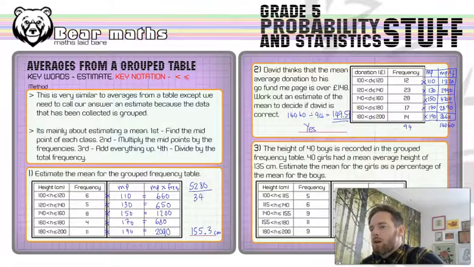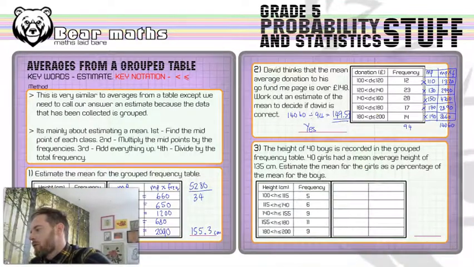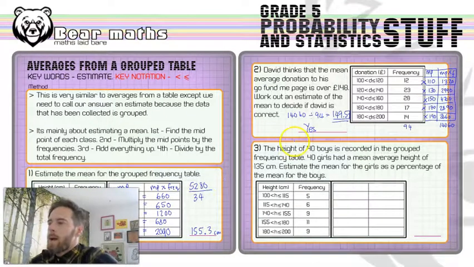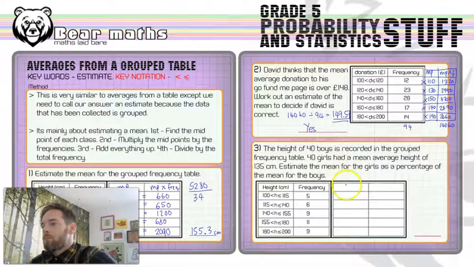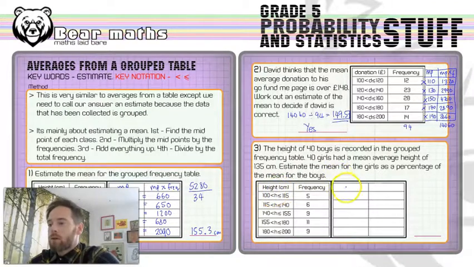Right, third question, I'm going to do a similar thing. It's slightly more complicated as always with number 3. So the height of 40 boys is recorded in the grouped frequency table. That's what this one's about. 40 girls had a mean average height of 135 centimeters. So we know the girls, same number of girls there, 135 centimeters. Estimate the mean for the girls as a percentage of the mean for the boys. Okay, so basically all we have to do with this one is the same thing to begin with. So we do the same.